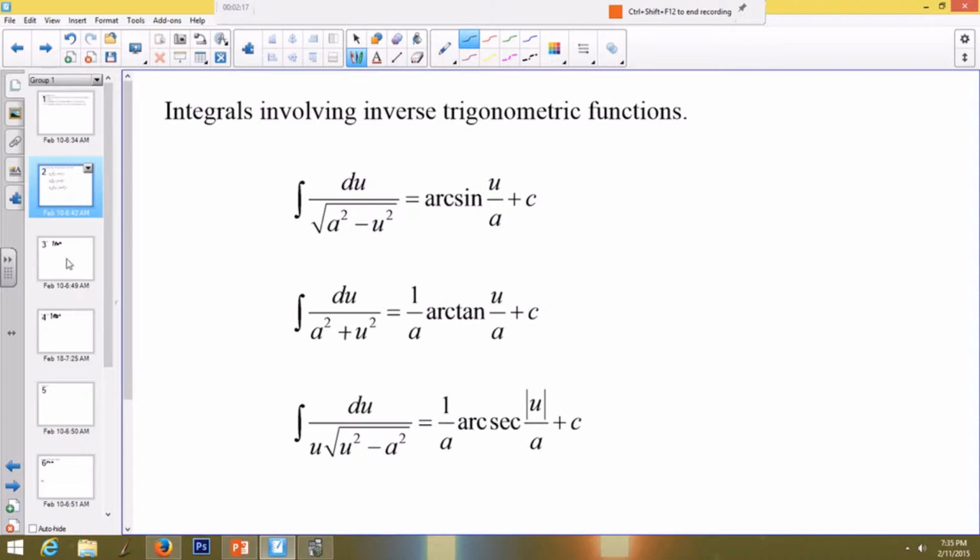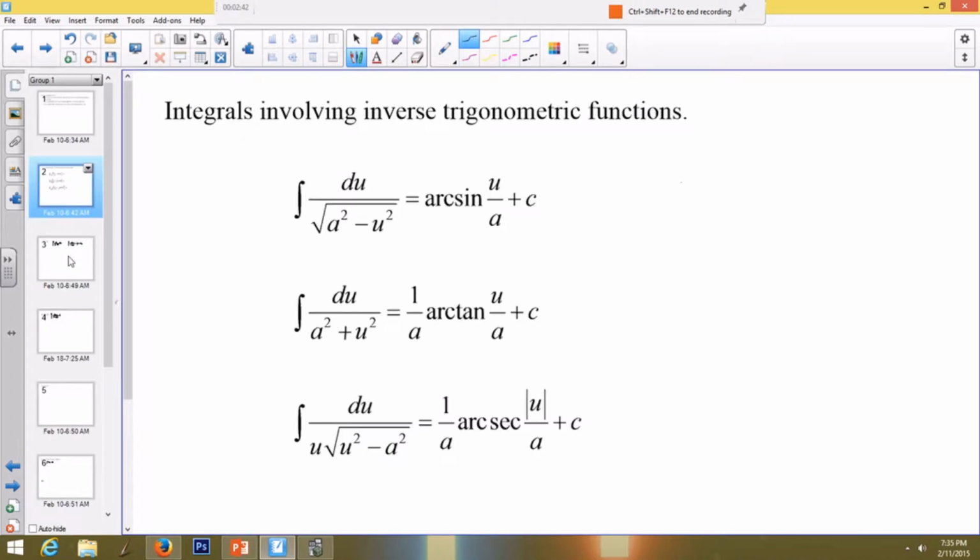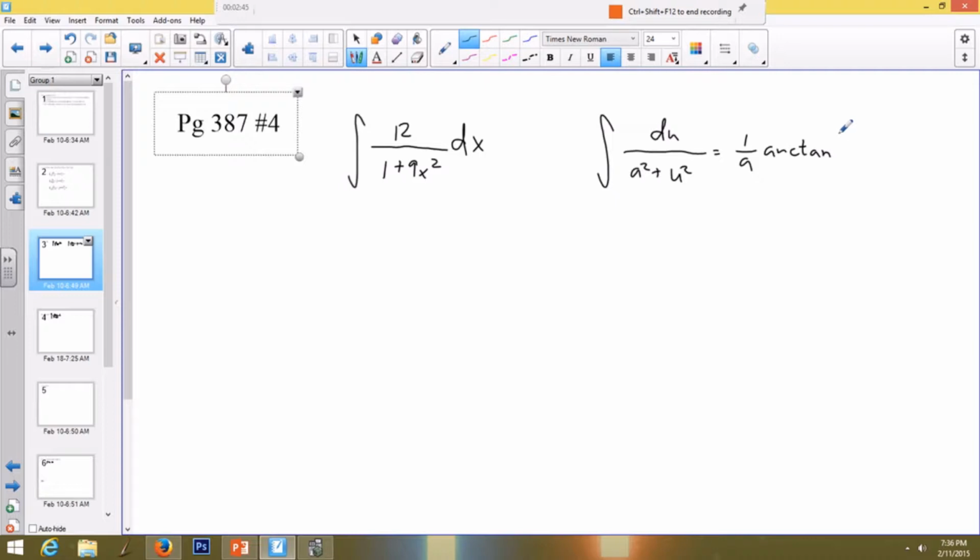Just real quick, you don't have to do this every time, but they put a du here, and they say the integral of du over a squared plus u squared is equal to 1 over a times the arc tangent of u over a, plus the constant c. So let's look at what we have here.